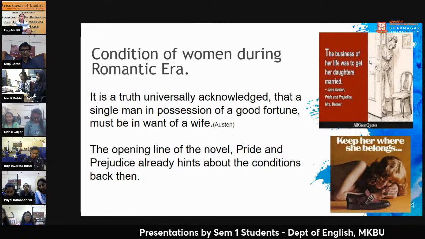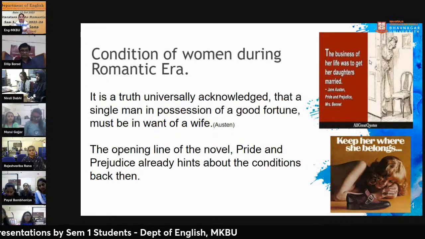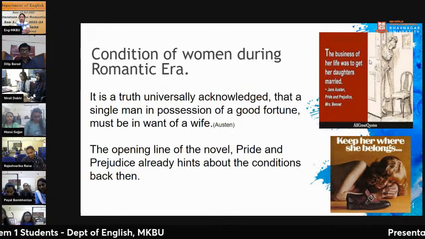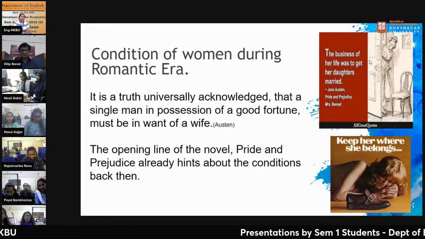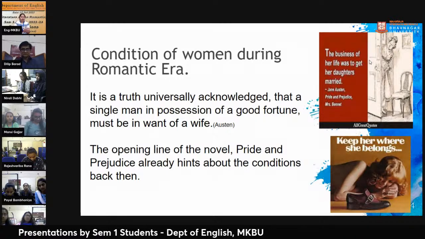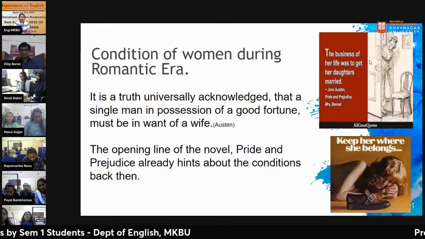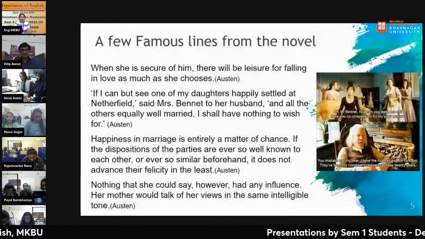The opening line of the novel also hints about the condition of women during that era. Here I have also used this template where it says, "Keep her where she belongs." This is an advertisement of shoes during that time, but it is mentioned that the position of a lady or a female is on the ground, like on the very tiniest levels.